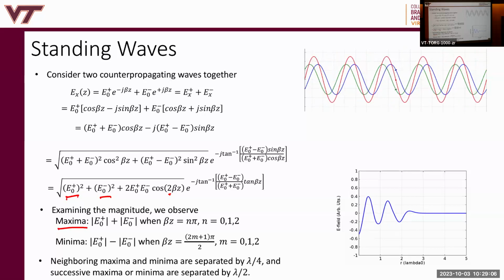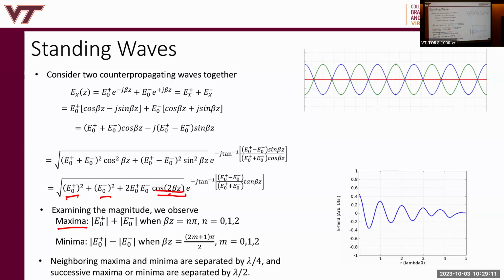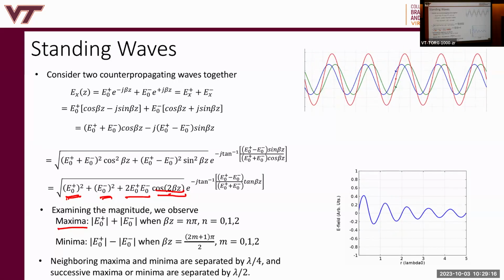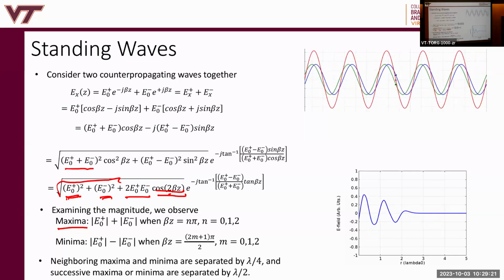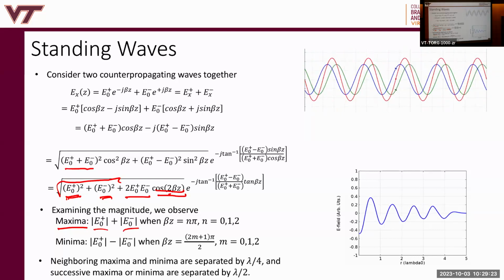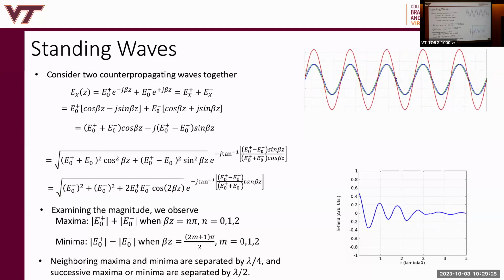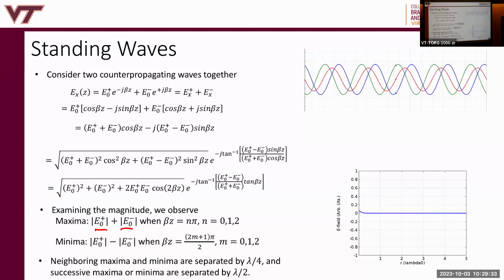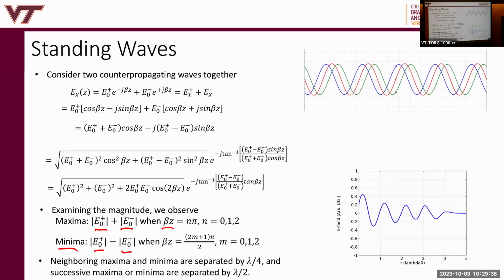because this term becomes 1 at the maximums. So you have a squared plus b squared plus 2ab. You can combine that back into a plus b squared. Then you have the square root of all of that, and you just get a plus b. All right. So the maximum is E_0^+ plus E_0^- when beta z is equal to n pi. The minimum is E_0^+ minus E_0^- when beta z is the odd multiples of pi.